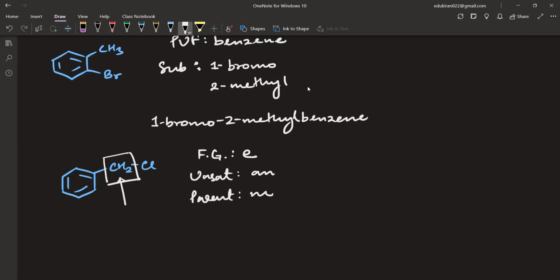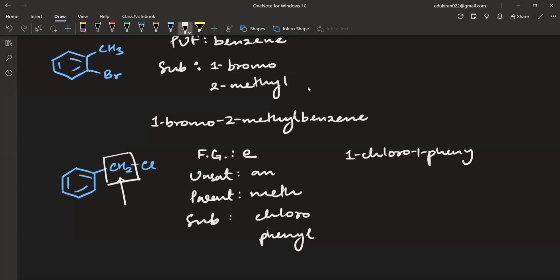The parent is going to be meth, and then the substituents. One is chloro, and the other substituent is phenyl. Okay, so this will be named as 1 chloro, because C comes earlier, 1 chloro, 1 phenyl, methane. Okay, this is one of the names.